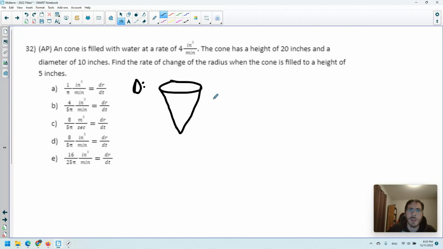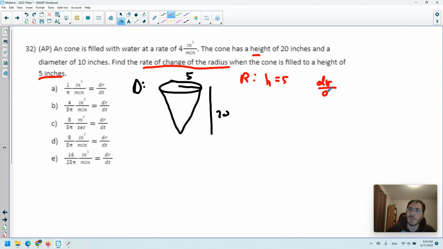In this case, the whole cone has a height of 20. And since we have a diameter of 10, we know that the radius is going to have to be 5. For our rate box, we're told the height of the cone is filled to 5 inches, so h is equal to 5. But we need to find the rate of change of the radius, so dr/dt is going to be our question mark.